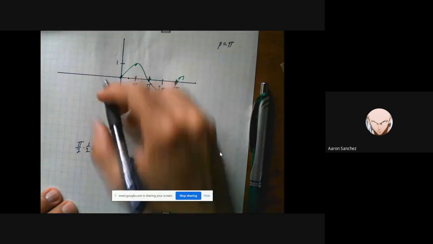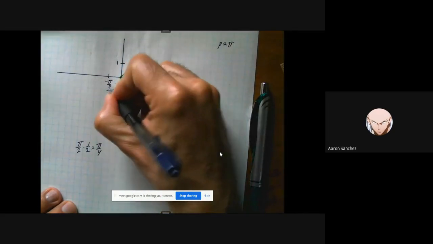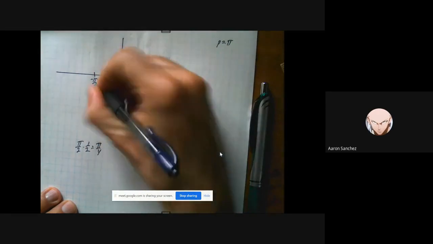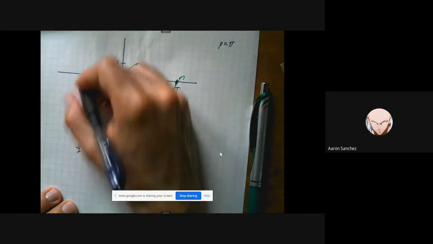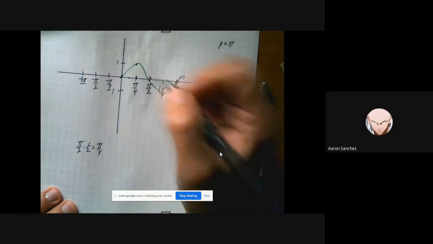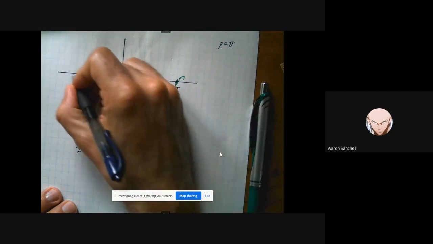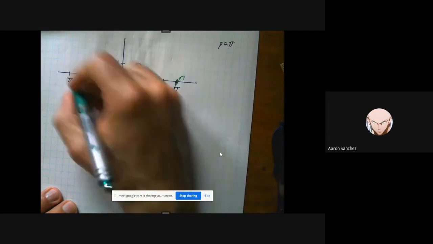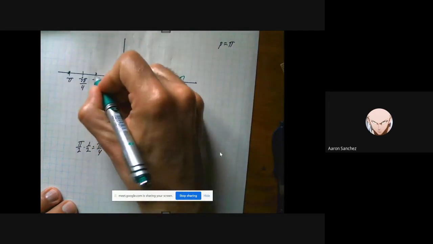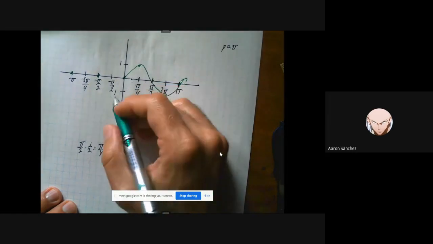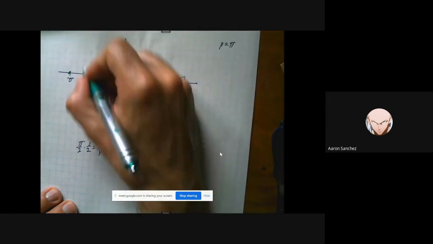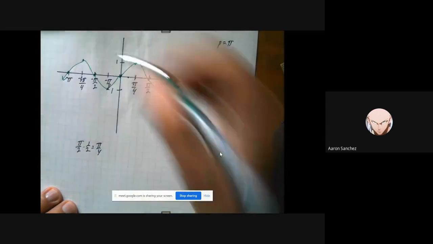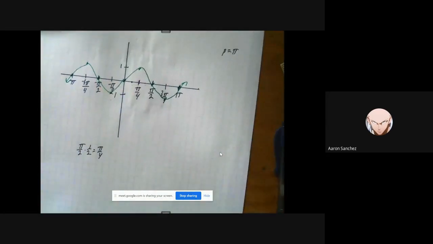So pi over 4, so guess what this is? Negative pi over 4. And guess what this one is? Negative pi over 2. And this one? Negative 3 pi over 4. And then we got negative pi. And we do the same thing. The first point's a 0. The last point's a 0. The middle point's a 0. And instead of going up, I got to go down because I'm going in the opposite direction. Below, above, and then you go, woo! And that's g of x equals sine pi x.